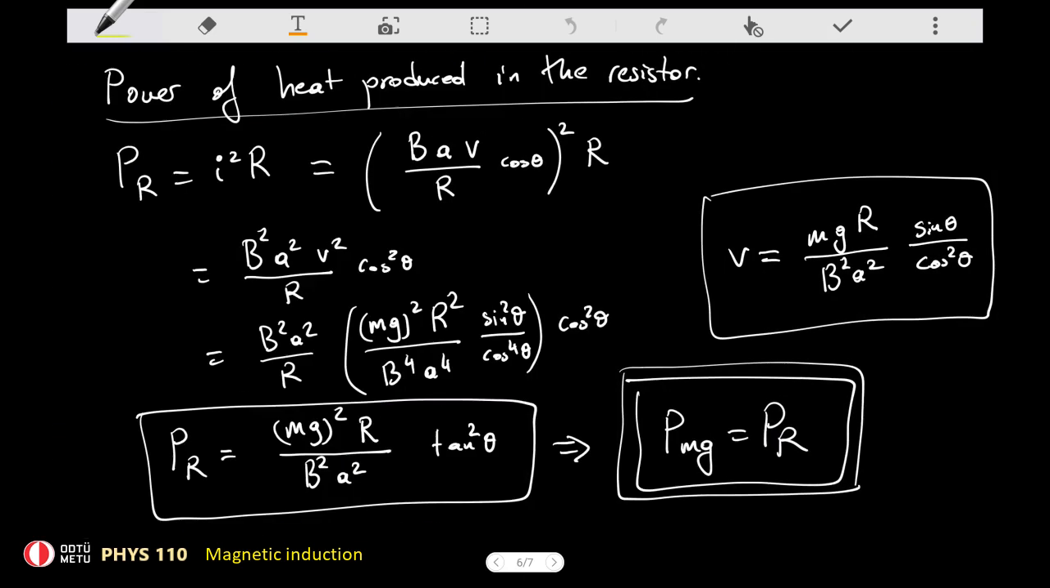So let's just repeat again. That's basically this statement in here. The power of the energy provided by gravity is equal to the power of the heat produced on the resistor. So therefore, the energy is conserved.